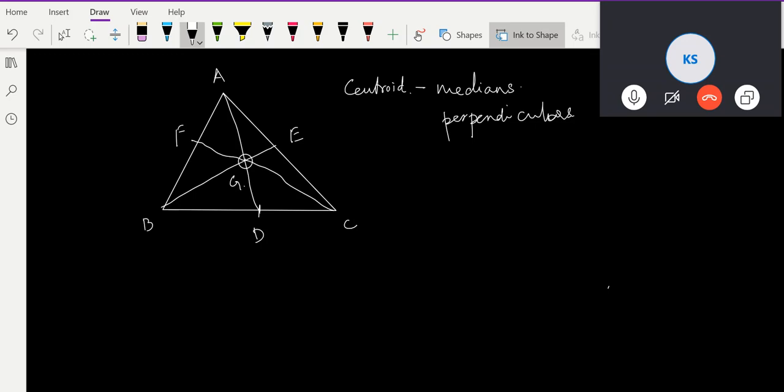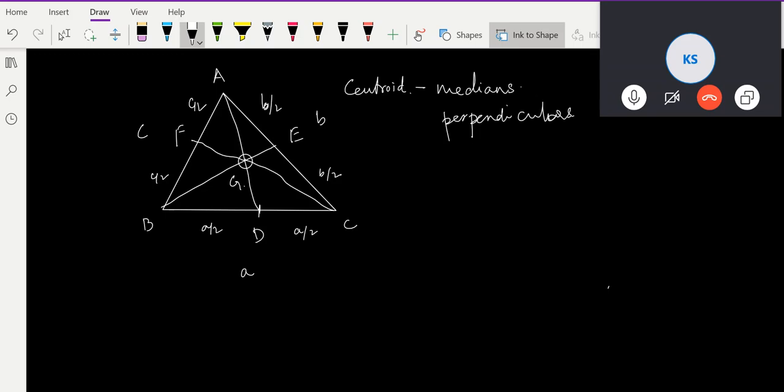And how do we find this out? Suppose we are given the sides A, B, and C. How do we find out the centroid? It is the midpoint of one connected to the end point of another. Absolutely correct. So each one would be half of the respective sides.